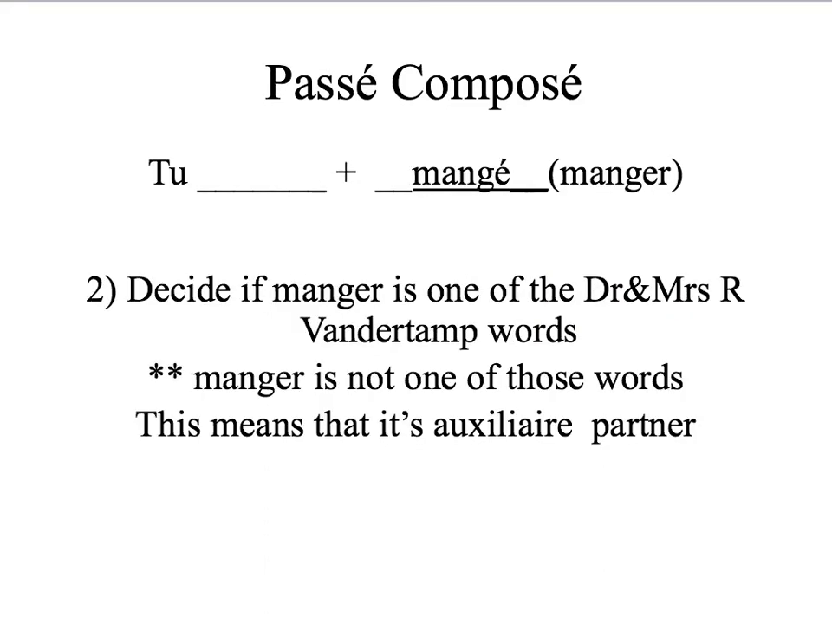In this case, manger is an ER verb, so we know that ER becomes é with an accent: mangé. We now need to decide whether manger is one of the Dr. Mrs. Vandertramp words. Remember, if it is one of the Dr. Mrs. Vandertramp words, its auxiliary partner is être. In this case, manger is not one of those verbs. That means that its auxiliary partner is avoir.